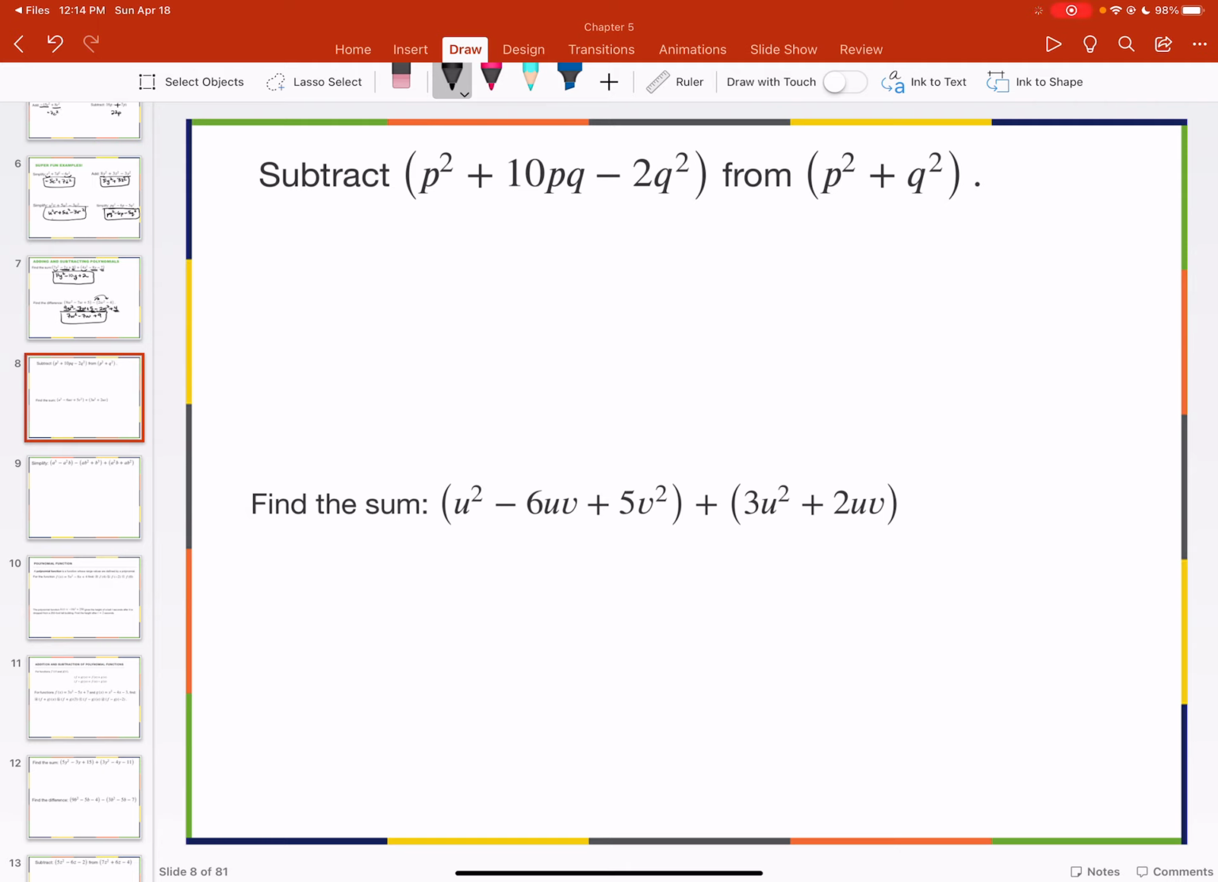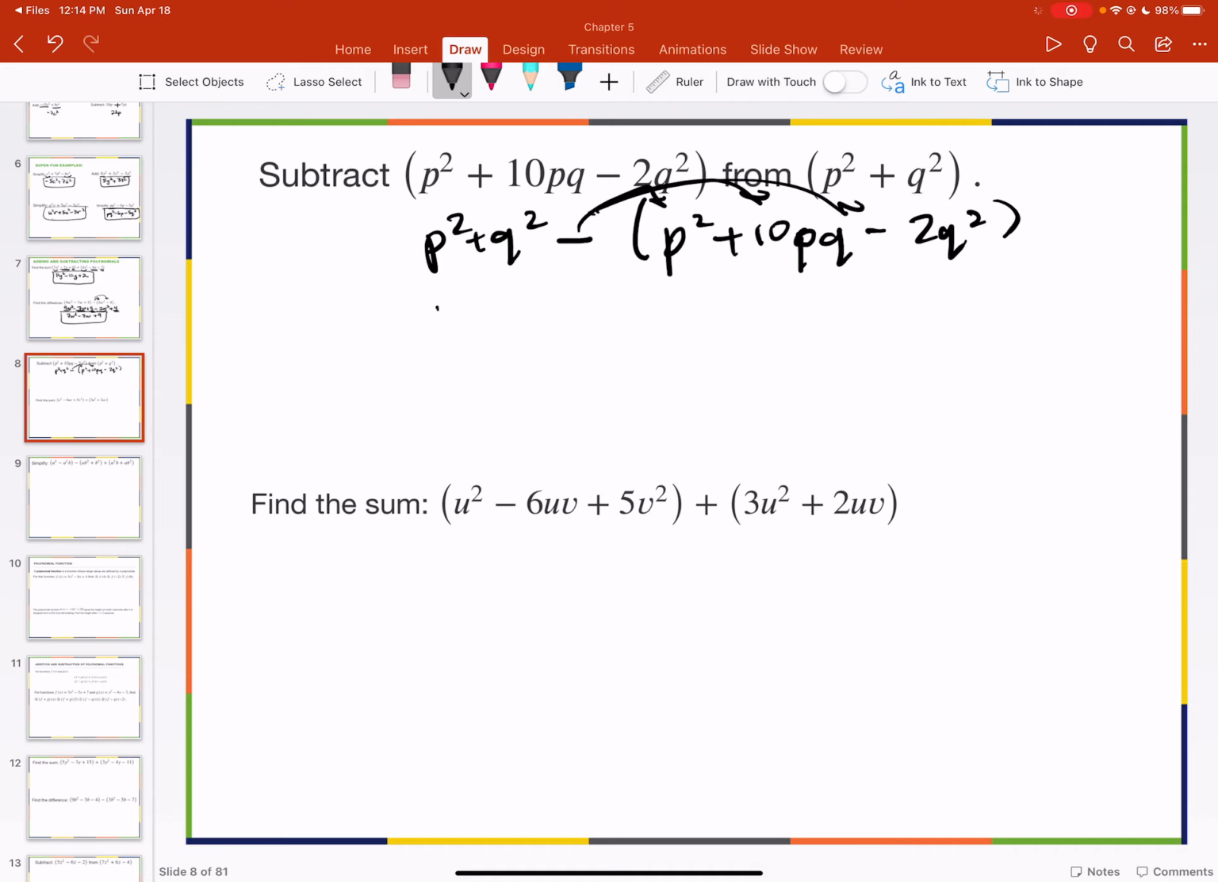Okay, so now it says here subtract p squared plus 10pq minus 2q squared from p squared plus q squared. That means p squared plus q squared comes first, and we're subtracting the other thing from it. Okay, so like that. So now let's distribute this negative. We have p squared plus q squared minus p squared minus 10pq plus, because I'm distributing that negative, 2q squared.